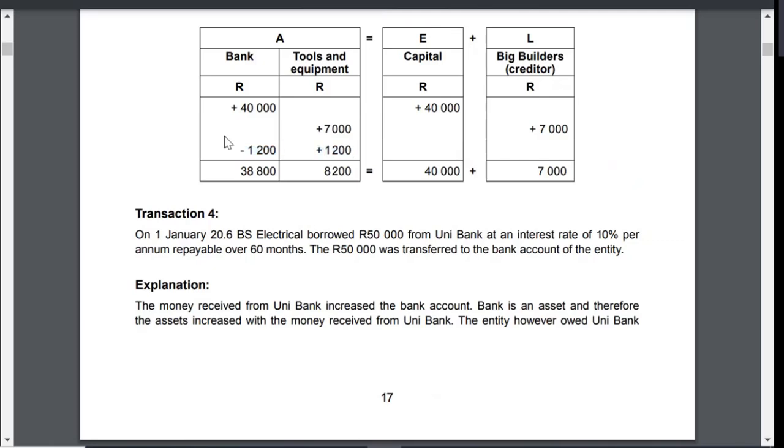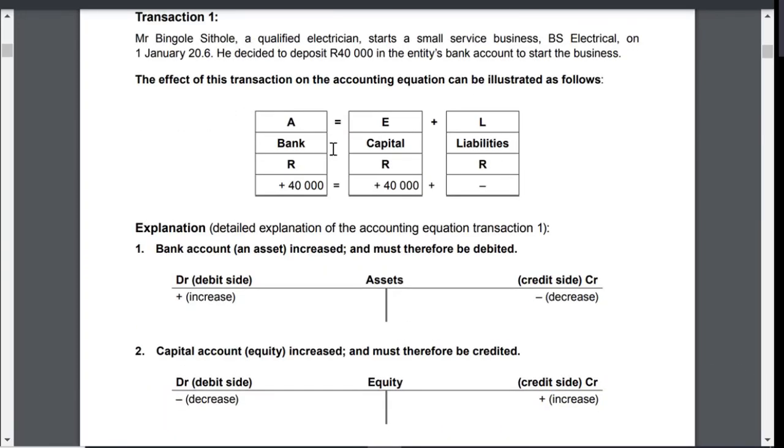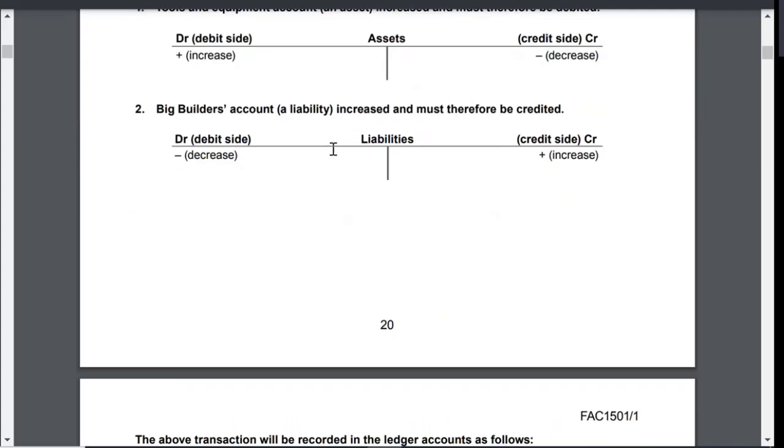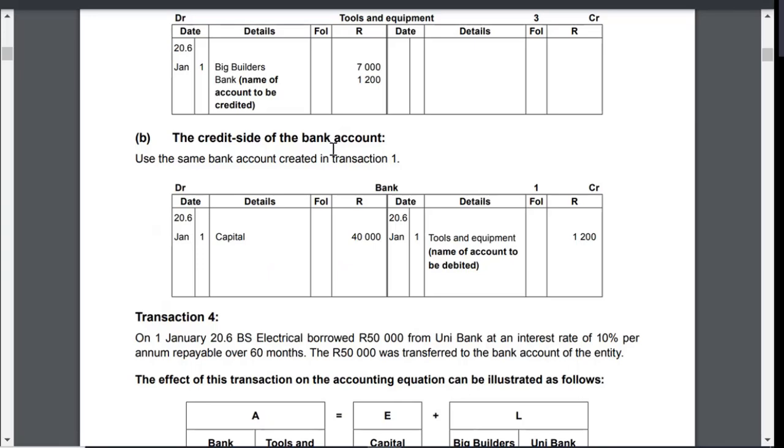Is this equation balancing? Yes, it balances. Minus 1,200 plus 1,200 is 0, equals 0. Can you see? Yes. And then let's just look at the general ledger. How will the general ledger look? Let's look at the general ledger.